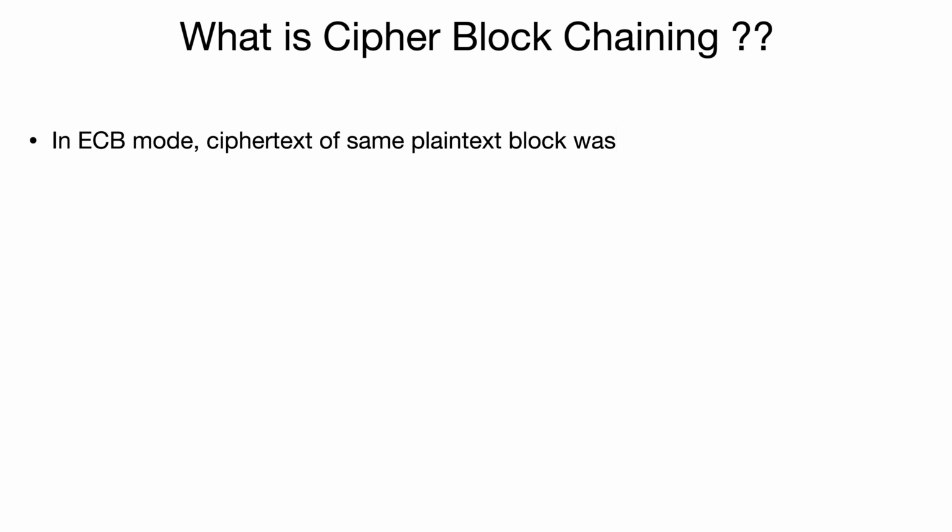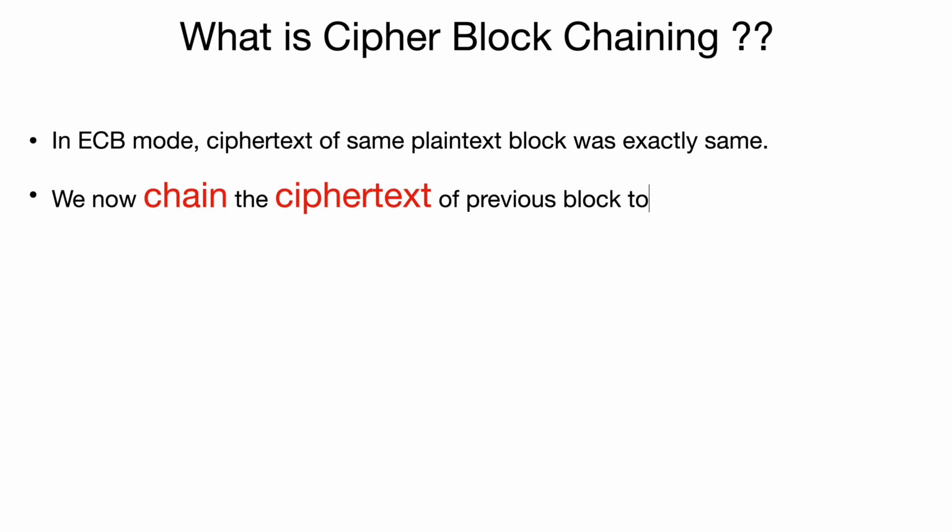Last time we saw that in the ECB mode, the ciphertext of the same plaintext block was exactly the same, which means that if some block is repeated in the whole of the plaintext, its encryption will be the same at all those instances. So now what we do is chain the ciphertext of the previous block to the current block before the encryption.